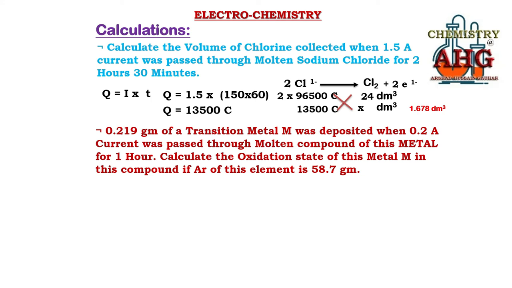So you will start with step 1, Q is equal to It. Insert the current 0.2 ampere, time is 1 hour, 60 minutes, times 60, it will become seconds. So how much charge have we passed while performing this experiment? 720 coulomb charge was passed.